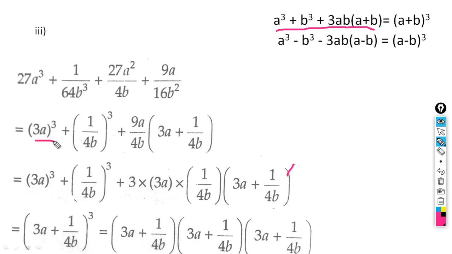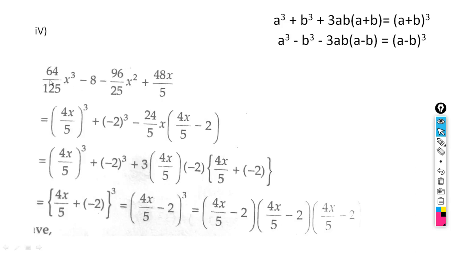27a cube will be written as 3a cube, plus 1 upon 4b cube, plus 9a upon 4b is common, 3a plus 1 upon 4b. Even though you can write the direct step, which is 3 times of ab, where a is 3a and b is 1 upon 4b, into 3a plus 1 upon 4b. And when we expand this, you get 3a plus 1 upon 4b whole cube. It means 3a plus 1 upon 4b repeated 3 times. That is the required factor for this expression.